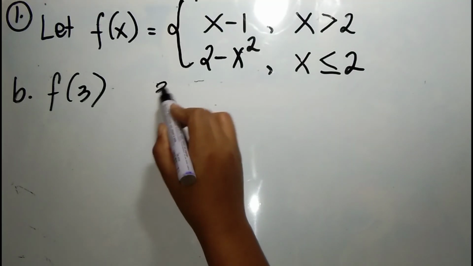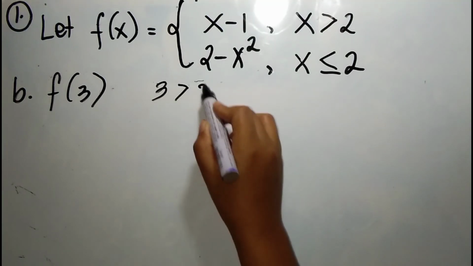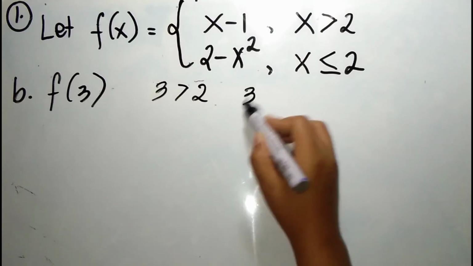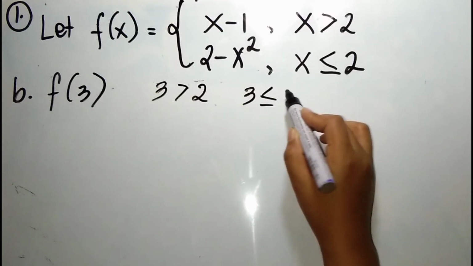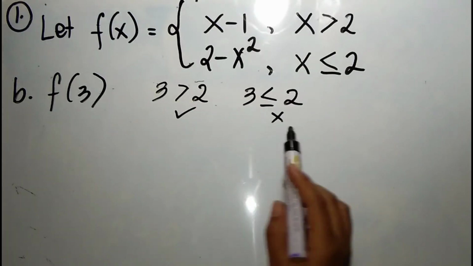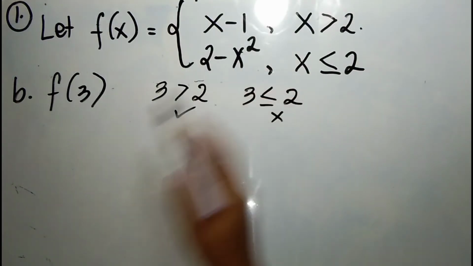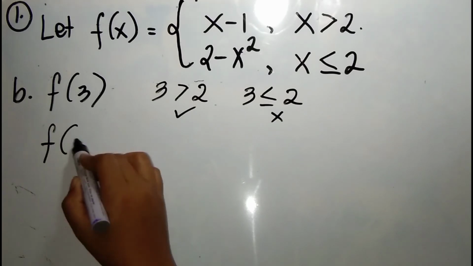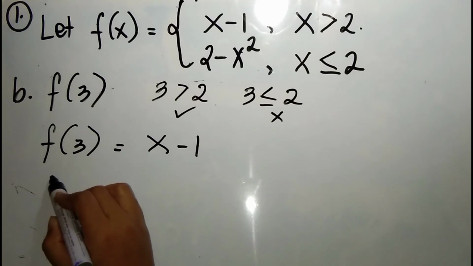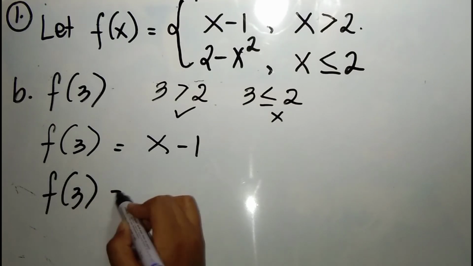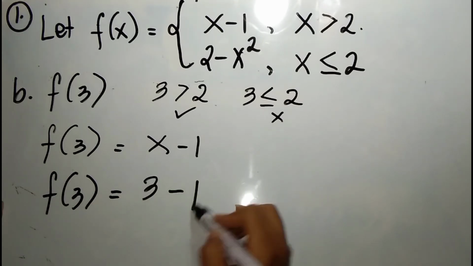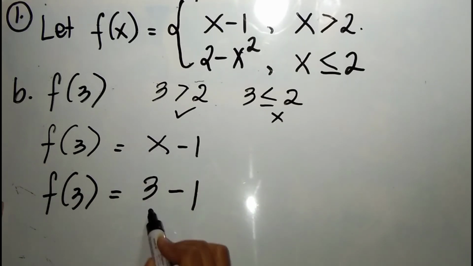So, i-check po natin if yung 3 is greater than 2 or 3 is less than or equal to 2. So, 3 greater than 2, check. 3 less than or equal to 2 is x. So, gagamitin po natin yung x minus 1, yung sa ibabaw. So, f of 3 is equal to, substitute po natin yung 3 sa x minus 1. So, f of 3 is equal to 2.